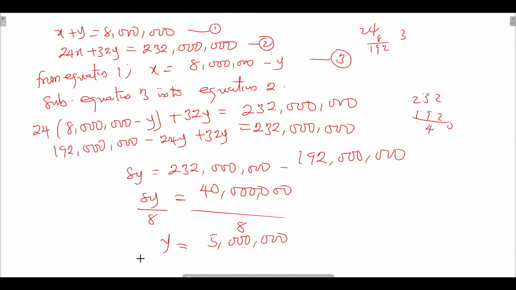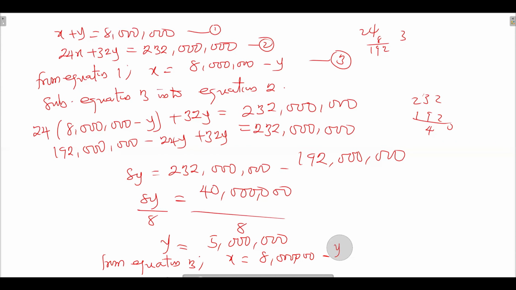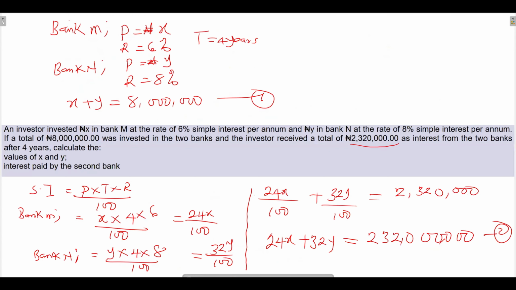So if y is 5 million, don't forget from equation 3, x equals 8 million minus y, and y is 5 million. That's 8 million minus 5 million, so x will be 3 million. Y is 5 million, and x is 3 million. So you find the value of x and y.